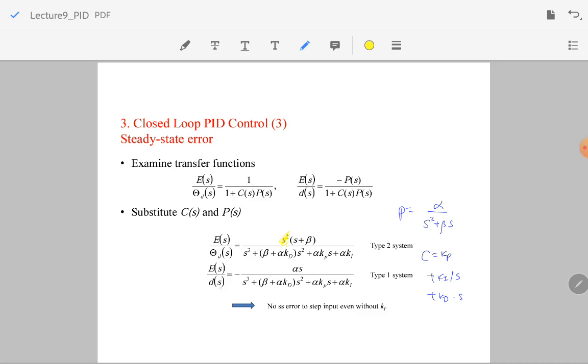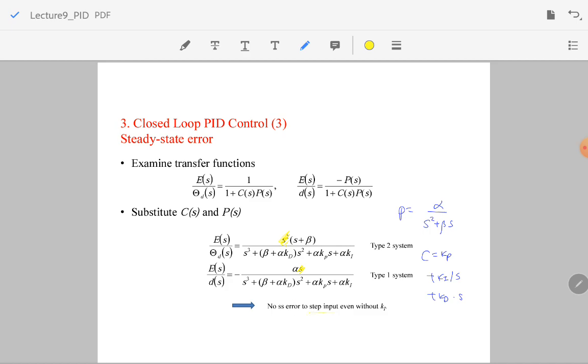How about disturbance input? This is a type 1 system. What does that mean? Even if you have a disturbance that's varying linearly with time, our system will be able to track it, track the motion, track what we want, with no error or with a steady state error.